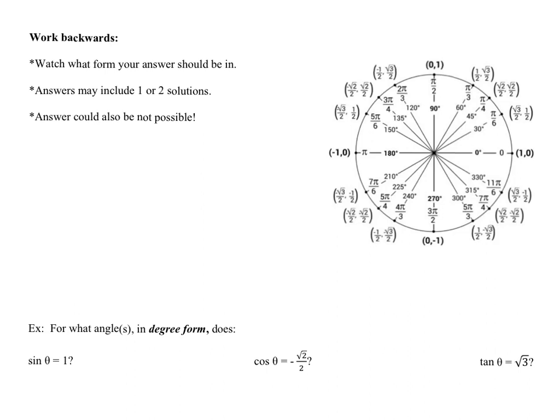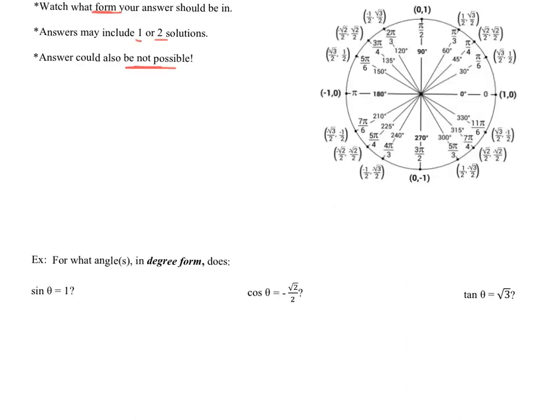So you want to watch what form your answer is going to be in. It'll either say degrees or radians, and you must be specific. Your answer could be just one solution or 2 solutions. There may only be one place on the unit circle where that answer is true, but there could also be 2 solutions. And as always, you could come up with a value for theta that's not possible. Okay, so let's try a couple of these down below.